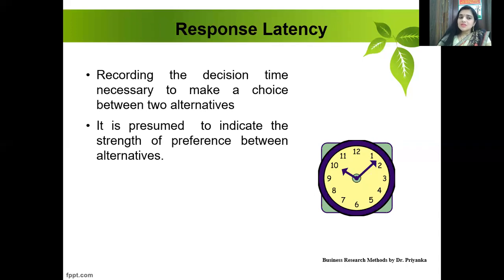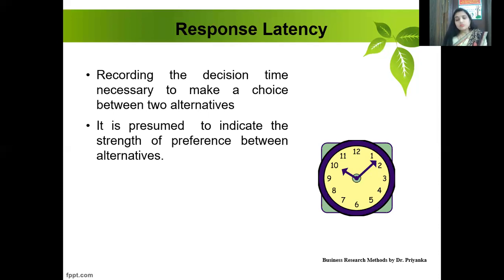It's recording the decision time necessary to make a choice between two alternatives. It is presumed to indicate the strength of preference between alternatives. It is said that if you have two alternatives and you have to decide one among them, if you take more time, that means both the decisions are very near to each other. They are equally comparable. If you take very less time, that means they are not at all comparable, right? They are poles apart.